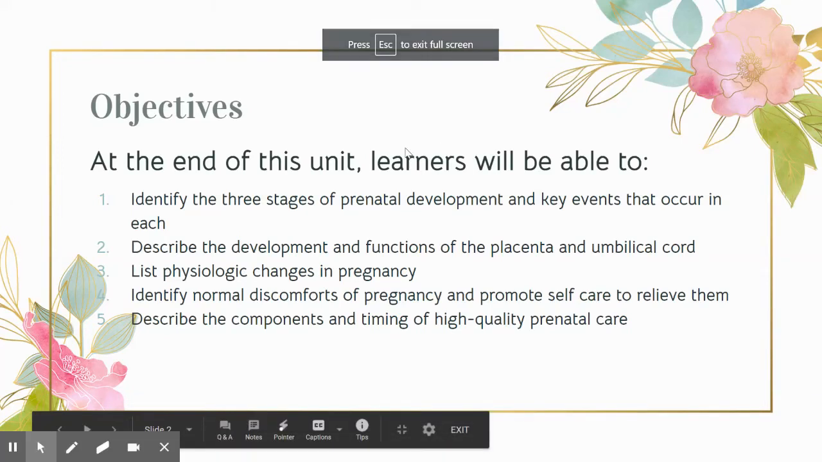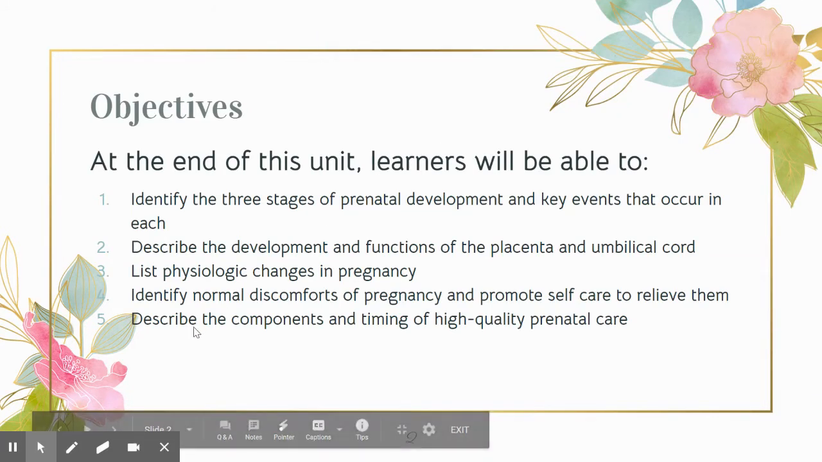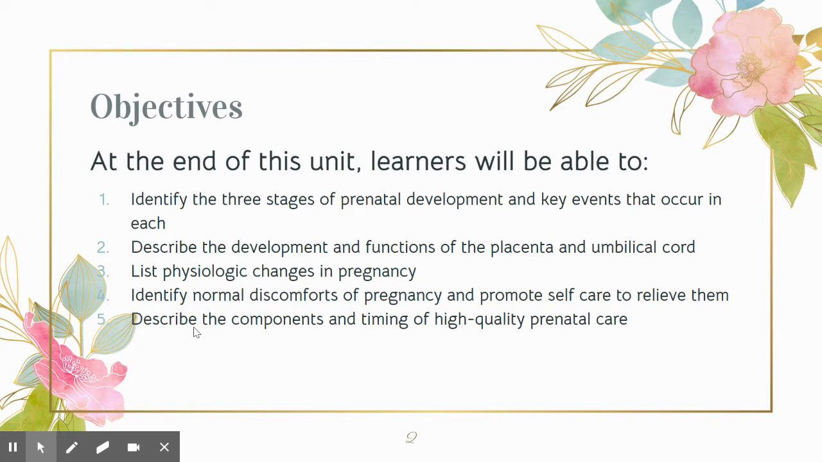Hi, everyone. We are discussing prenatal development and normal routine pregnancy. The next class will go into high-risk conditions of pregnancy, but we're really just going to learn about normal, and there's still a lot. So by the end of this unit, you should be able to identify the 3 stages of prenatal development, and that would be pre-embryonic, embryonic, and fetal, and the key events that occur in each phase.